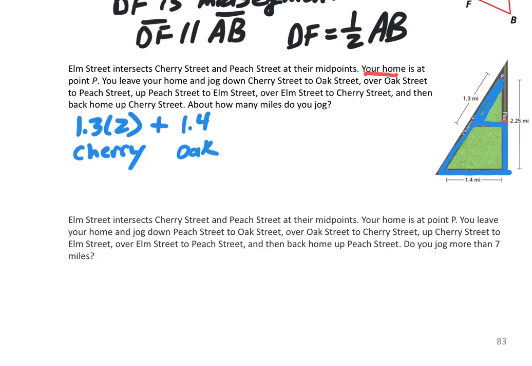Okay, then we're going to go up Peach Street, but I don't go up the whole distance. I only go up half of that. And we know this is the midpoint right here. So we're going to say half of 2.25, which is Peach Street.